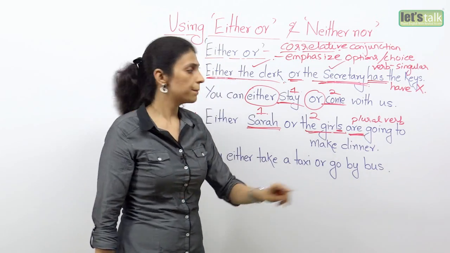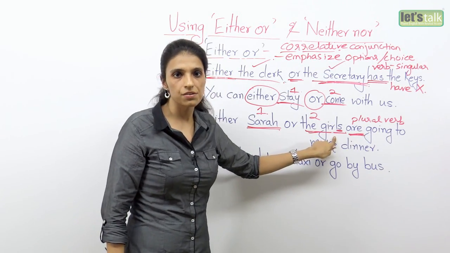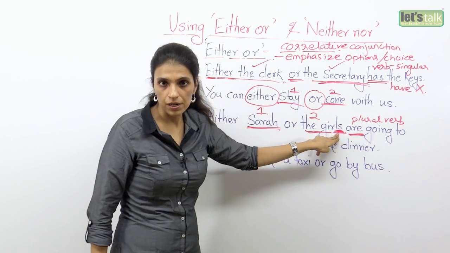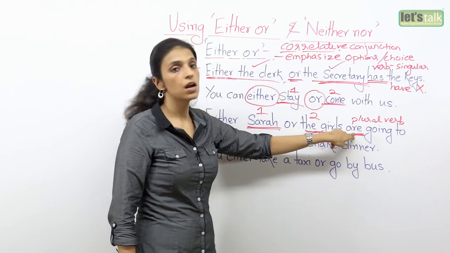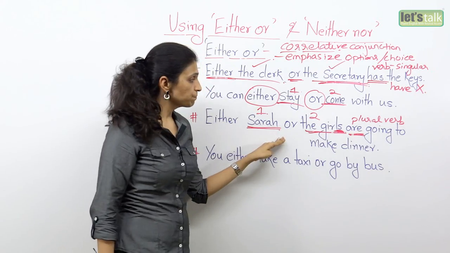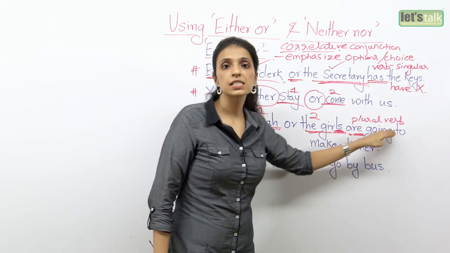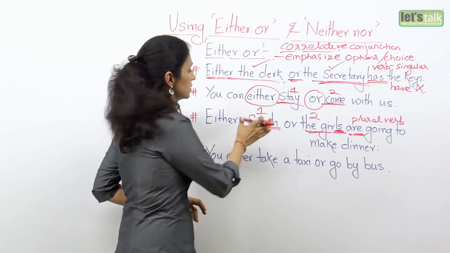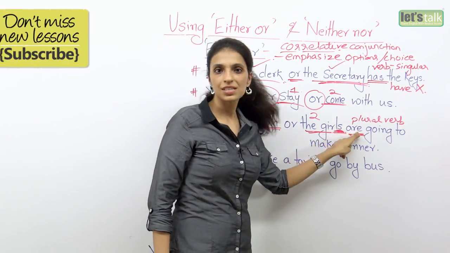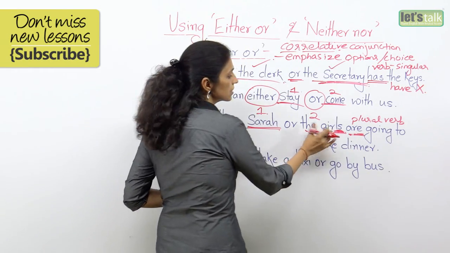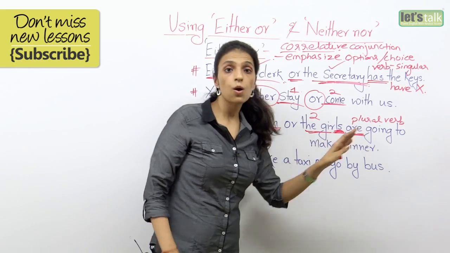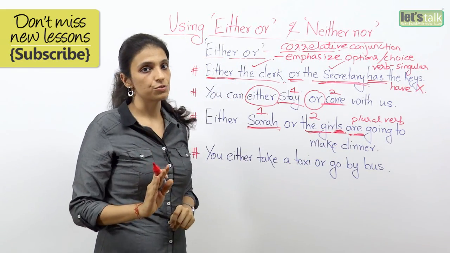Why have I used "are"? Because we are talking about the girls, right? So the verb that immediately follows the plural noun will definitely be a plural verb. Fine. Supposing it were "either Sarah or her brother is going to make dinner." Supposing Sarah or her brother, singular, then I would put "is". But because "girls" is a plural noun, I use a plural verb. Always remember this rule. Please do not get confused.